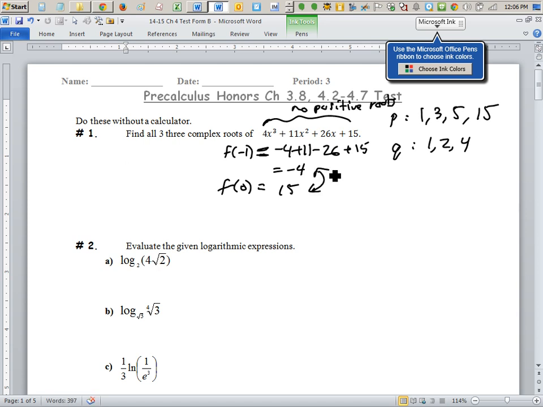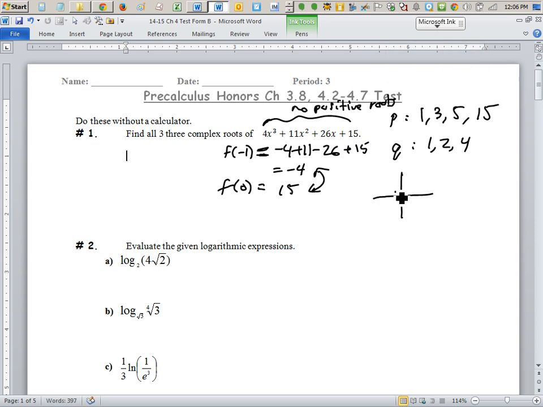If f of -1 is negative, but f of 0 is positive, if the graph really does contain the point -1, -4, and the point 0, 15, I know there's an x-intercept somewhere between -1 and 0. So the graph just crossed from here to up here. So I'm going to be looking for negatives only, between -1 and 0. That greatly reduces my work. I need a negative number that's between 0 and -1.